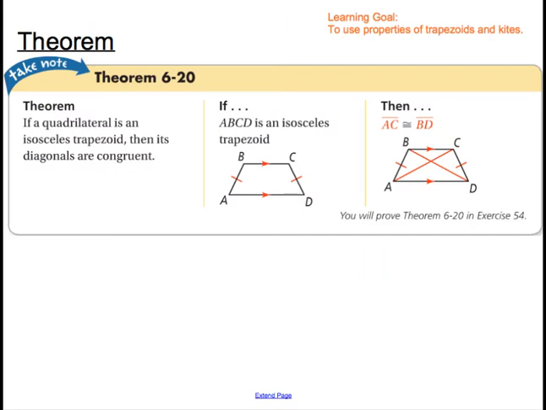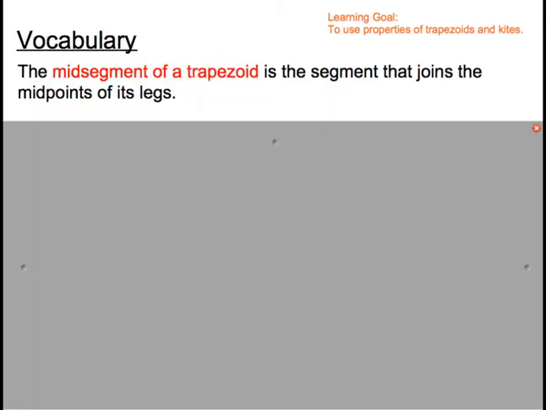Our second theorem, dealing with isosceles trapezoids, states that their diagonals must be congruent. Much like we had mid-segments of triangles, we also have mid-segments of a trapezoid. The mid-segment of a trapezoid is the segment that joins the midpoints of its legs.